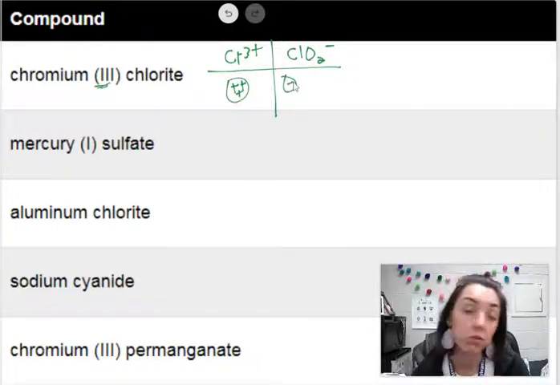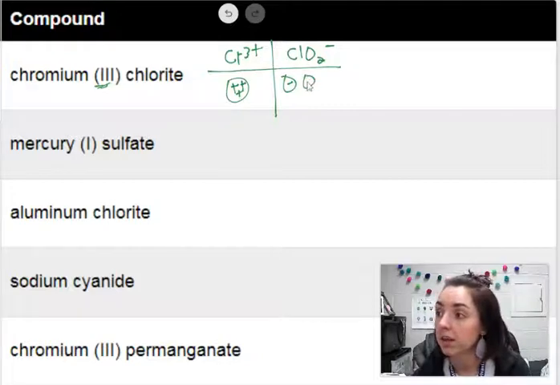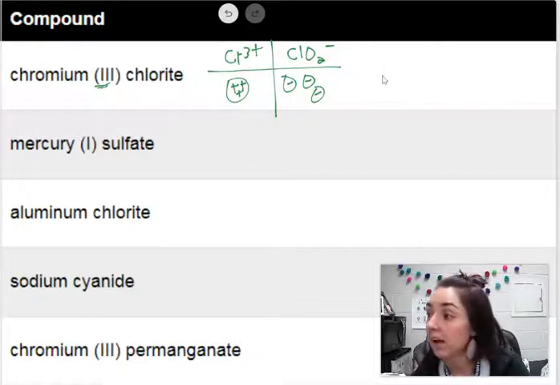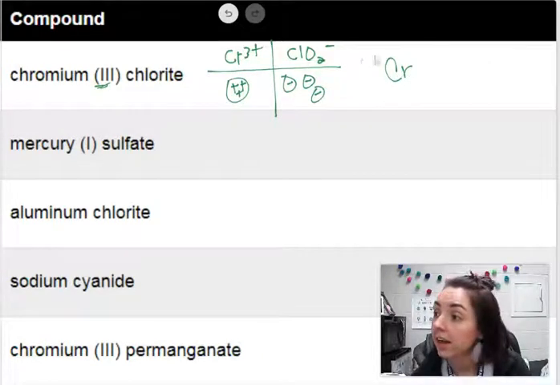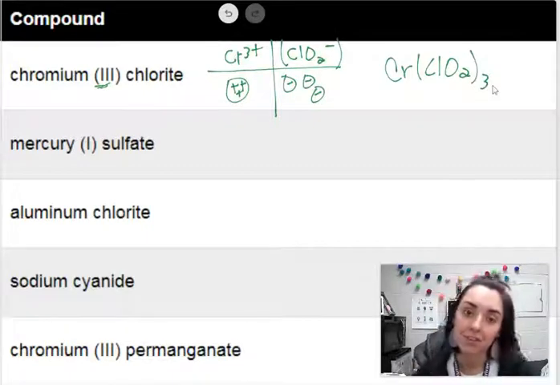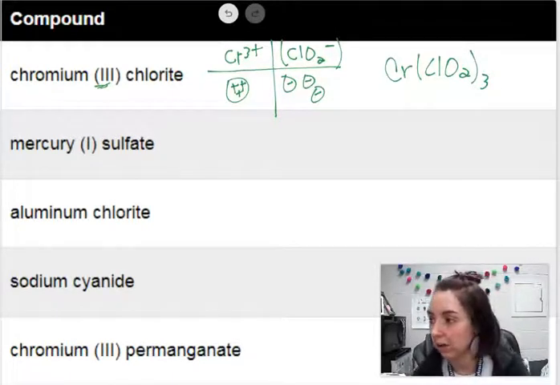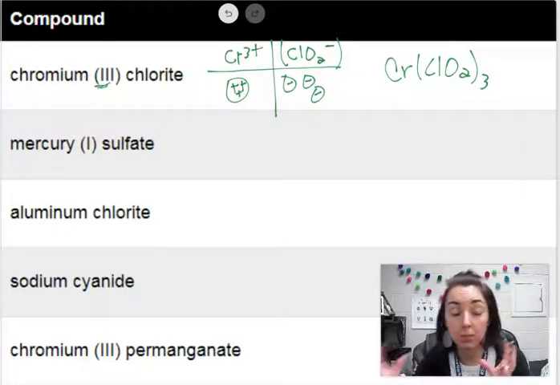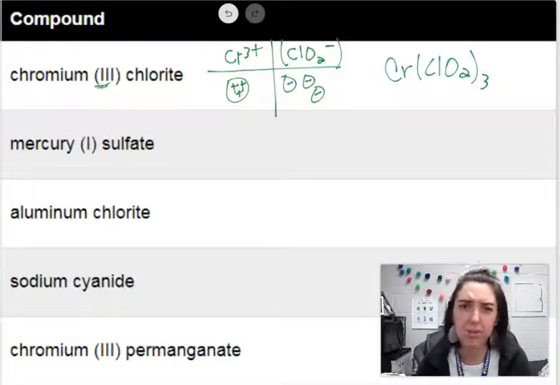Draw my particles with my charges to balance the charges. I am going to need to have 3 of those minus ions to 1 of the plus ion. So the only tricky part comes in when you write it. All right, my Cr, and if I need 3 of this whole thing, I'm going to have to put it in parentheses. Otherwise, it would look a little crazy if I just stuck that 3 at the end. It'd look like it was ClO23, right? That wouldn't make sense. So we put the whole thing in parentheses to say that 3 applies to the whole thing, kind of like in math class when you use parentheses.